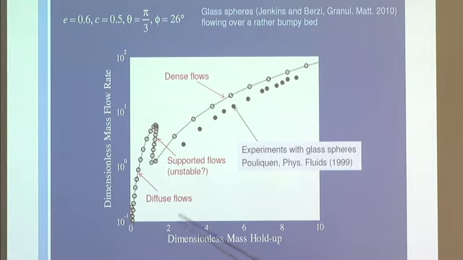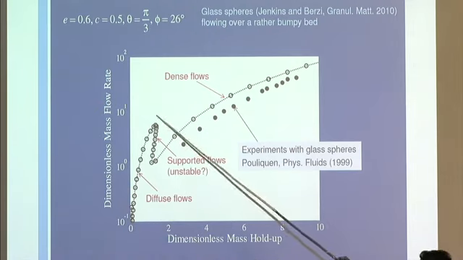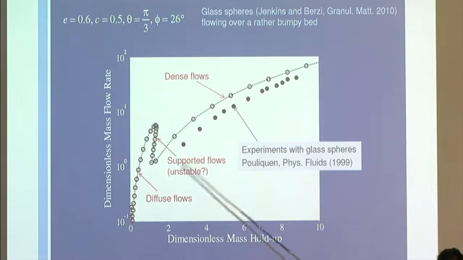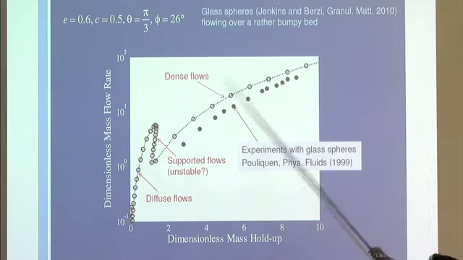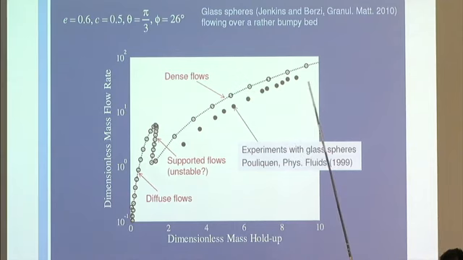So in real experiments, or numerical simulations or whatever you want, you can increase the mass hold up at a fixed flow rate, or you can fix the hold up and increase the flow rate. Okay, this is the idea. So these results show some interesting features. First feature, there is a branch here that I call diffuse flows, and I will try to explain later what a diffuse flow is for me. Then there is another branch, which is a dense flow, where the flow is rather dense all over the depth.